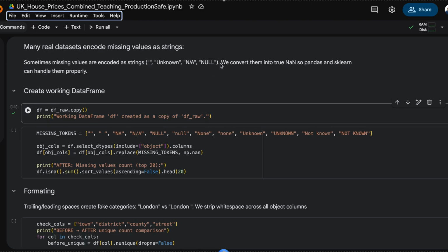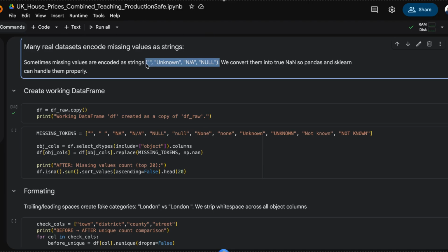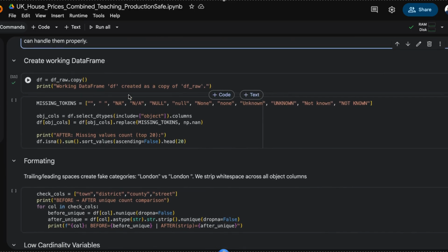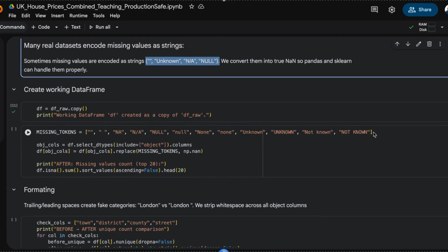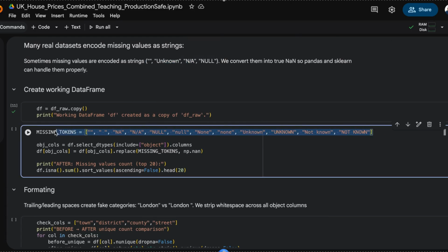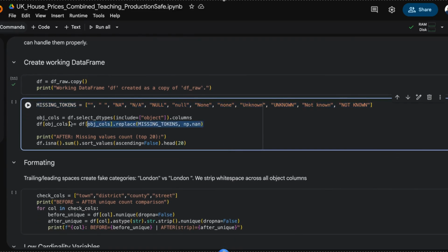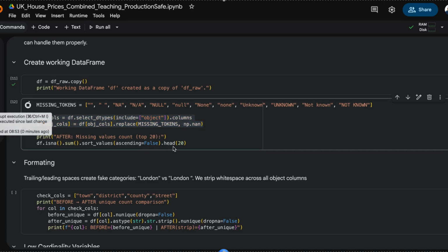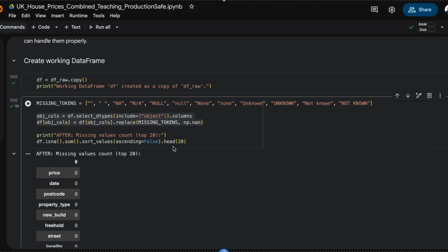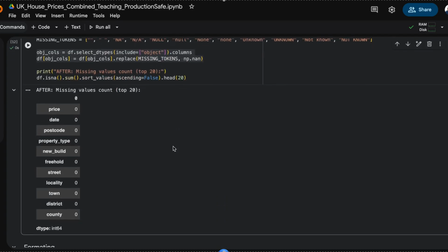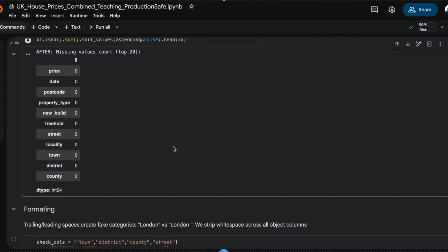Instead of appearing as NaN, they may appear as empty strings, unknown, n/a, and none. So instead of trusting the info summary, we explicitly search for suspicious tokens. Here we examine several object columns and look at the most common values. We are checking for placeholders that represent missing information. Then we apply replacement. After standardizing potential missing tokens into true NaN values, we reassess missingness.